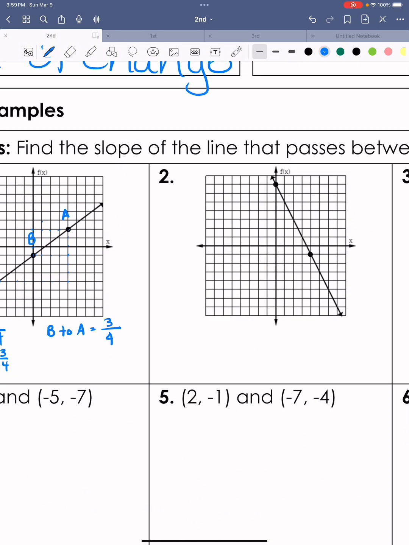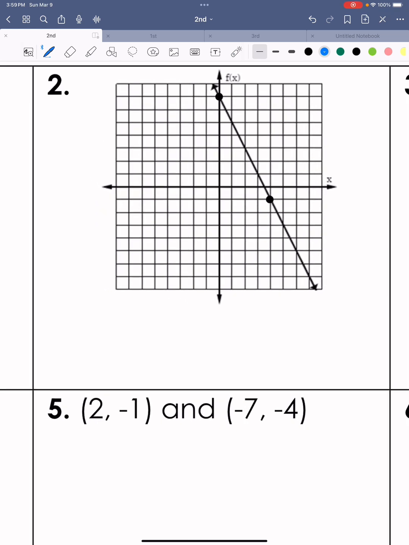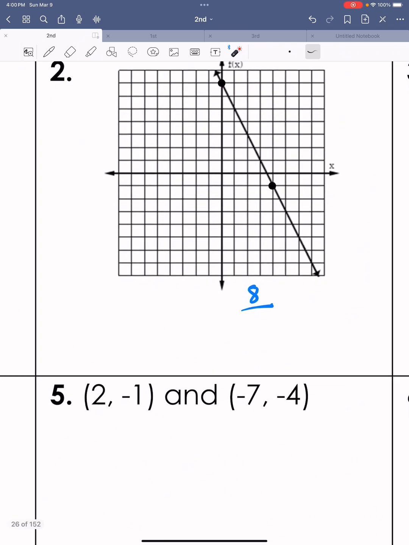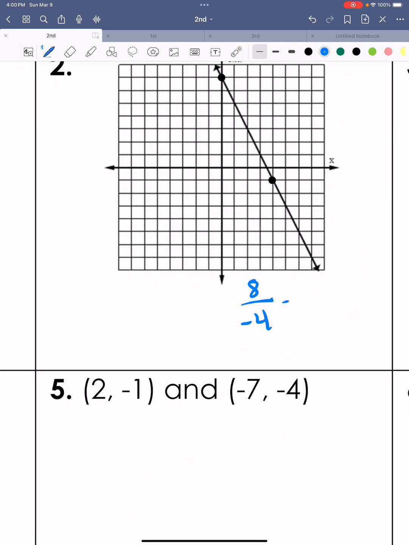All right, let's go to number 2. This time we're just going to find the slope between the 2 points they give us. If I'm looking for rise over run, I'm going to start down here at this point, and I'm rising 1, 2, 3, 4, 5, 6, 7, 8. And then I'm going to run 1, 2, 3, 4. So that is backwards. That's -4.